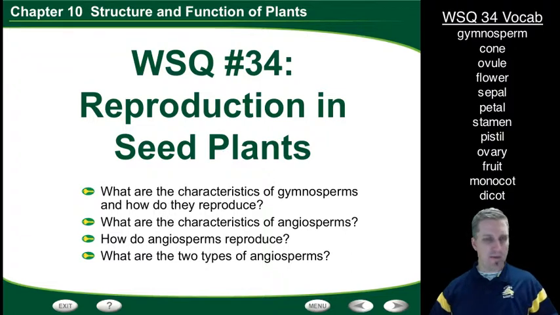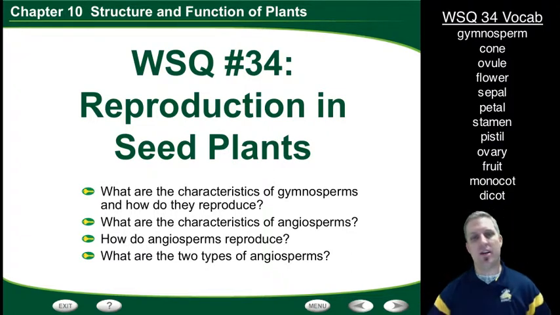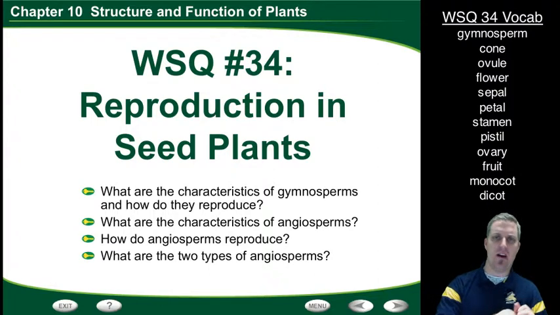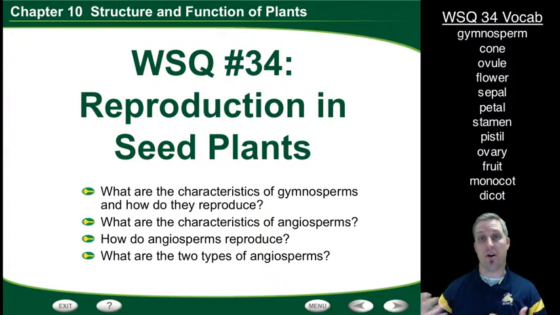Alright, welcome to WSQ number 34, and this is our WSQ on reproduction in seed plants. Today we're going to talk about a few important objectives. We're going to learn about the characteristics of gymnosperms and how they reproduce. We're going to talk about the characteristics of angiosperms and how they reproduce.